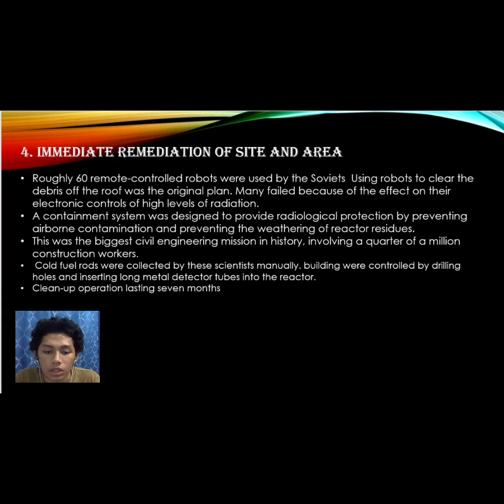Next, immediate remediation of site and area. Roughly 60 remote-controlled robots were used by the Soviets to clear the debris off the roof. That was the original plan. Many failed because of the effect of the high level of radiation on their electronic controls. A containment system was designed to provide radiological protection by preventing airborne contamination and preventing the weathering of reactor residues.